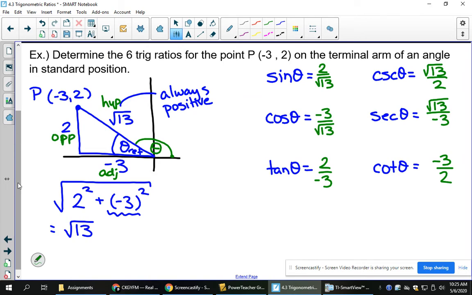Now, let's talk about a couple of these that, although correct, are not the preferred way to write the answer. This one and this one. What do you notice is different about these two than everything else? These have radicals in the denominator. We learned in grade 11 that we do not like radicals in the denominator.